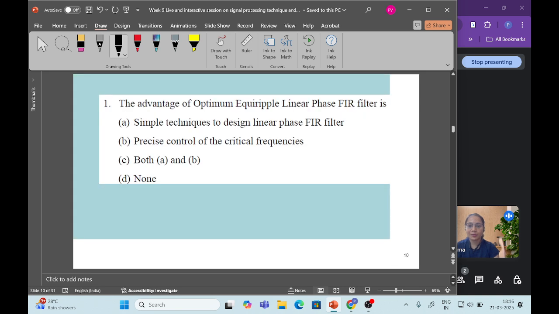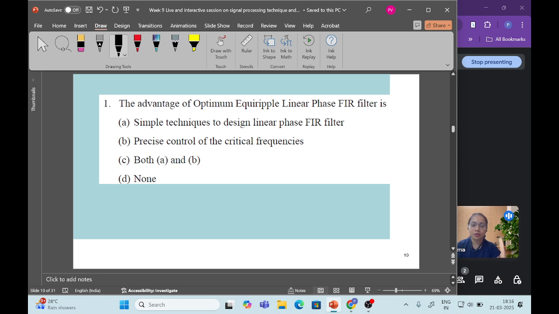Okay, now we will move to the questions. The first question is: the advantage of the optimum equiripple linear phase FIR filter is... What is the advantage of the optimum equiripple linear phase FIR filter? Option A is a simple technique to design linear phase FIR filters. Option B, precise control of critical frequencies. Option C, both A and B, and option D is none of the above. So which option may be the correct one?